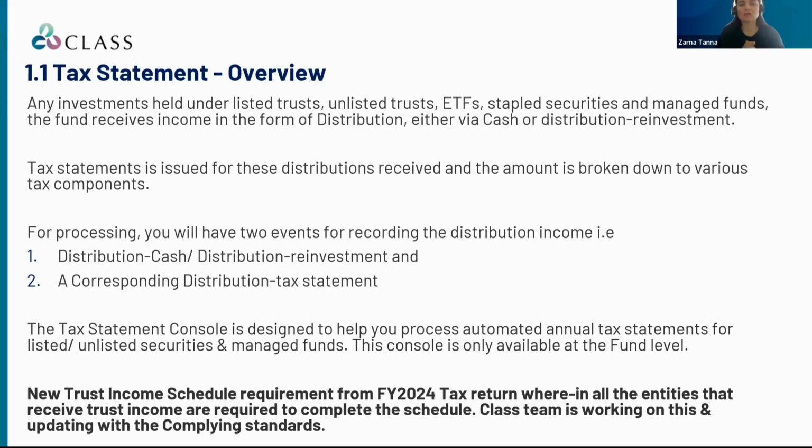From a processing point of view, you will have 2 business events to record for these distribution incomes in Class. First would be a distribution cash or a reinvestment event. Second, there would be a corresponding distribution tax statement for the same. So Class has designed a tax statement console to help you process your annual tax statements automatically for these securities. And please note, this console will only be available at the fund level.